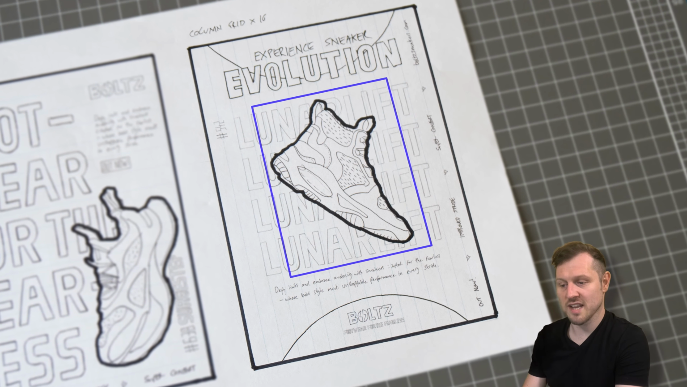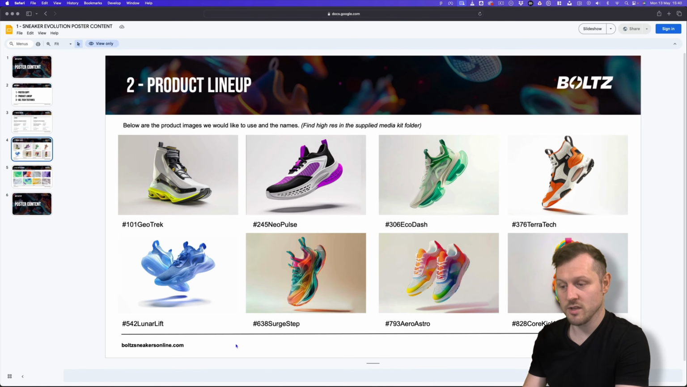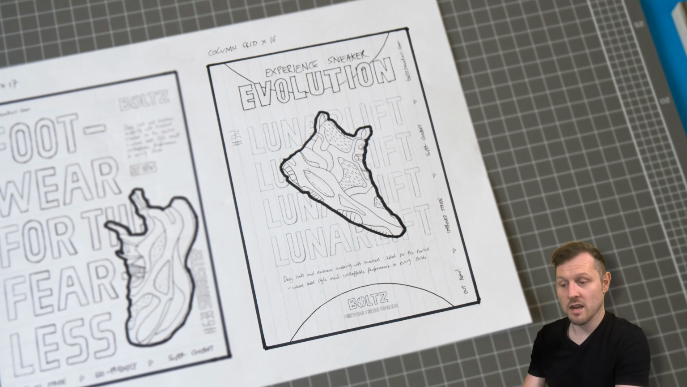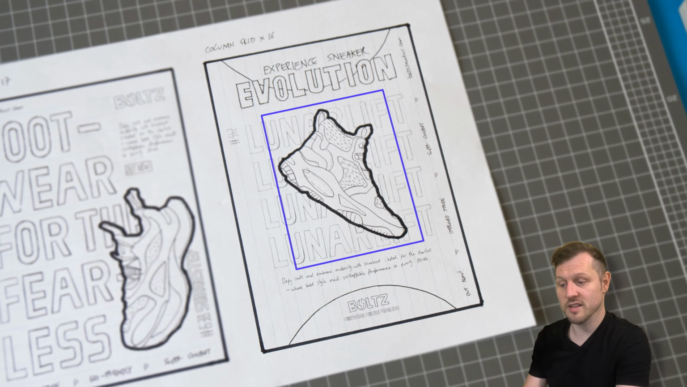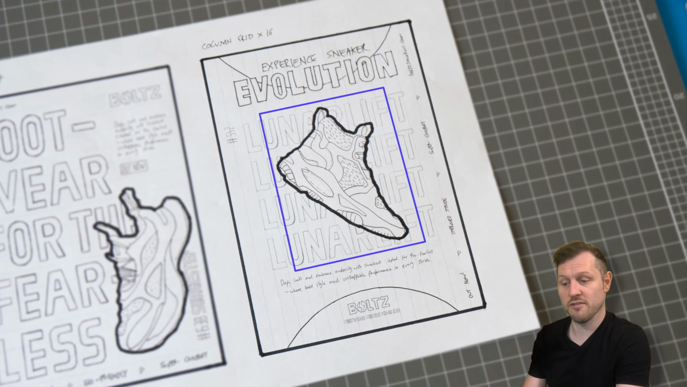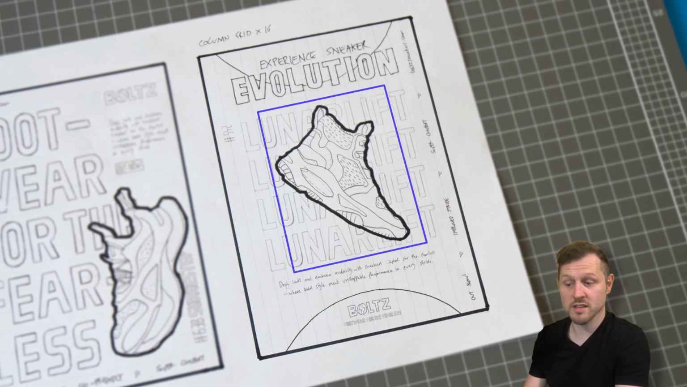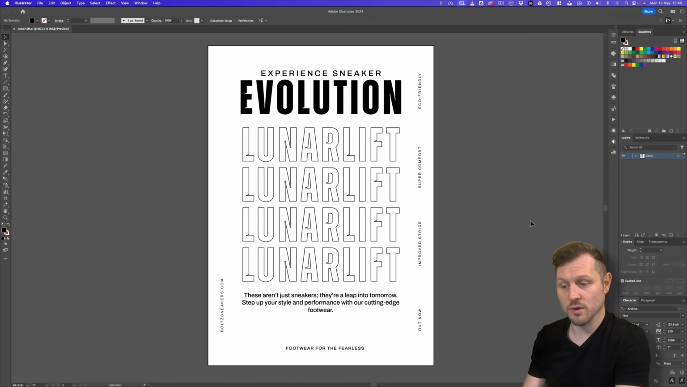Now looking at the content deck, on the product lineup page, there is a product here called Lunar Lift. This is the composition with a complete pair of sneakers, composed in a way that looks like they are floating. Looking at my poster design, I initially planned this out by drawing a different shoe, but for the artwork, I'm going to use the right product for this poster. So let's see how we can get this image into our poster.